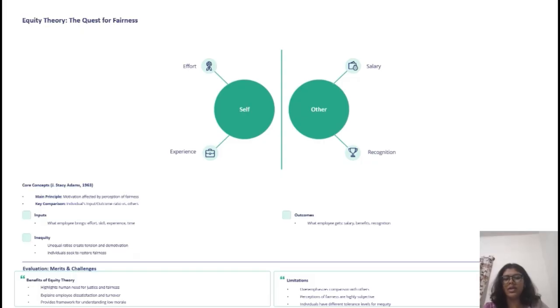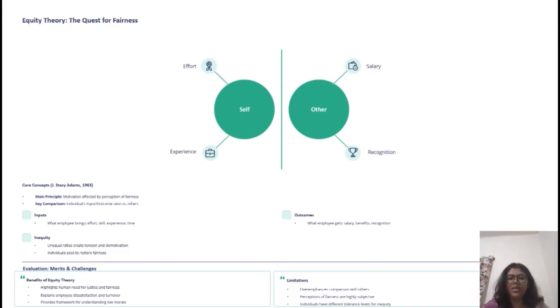So equity can be understood through a simple formula: an employee's input divided by output ratio is equal to others' input divided by output ratio. When this ratio is balanced, employees feel motivated and satisfied. But if it is unequal, they may reduce effort, demand more rewards, or even leave the job.